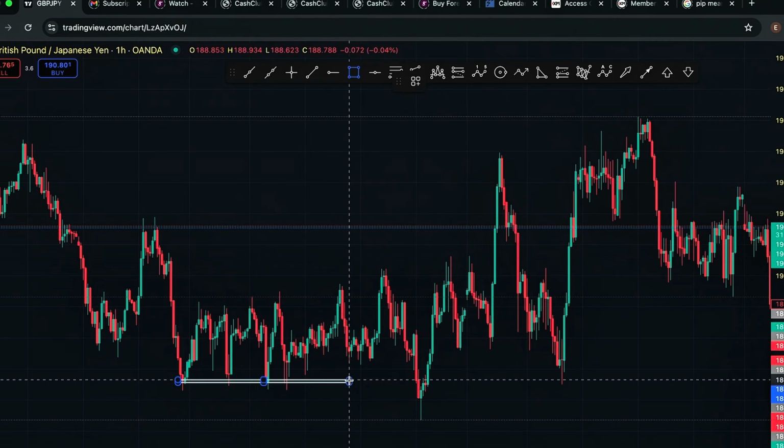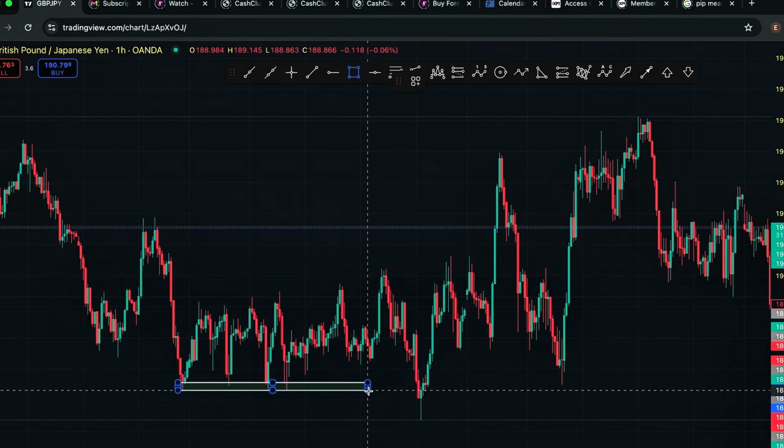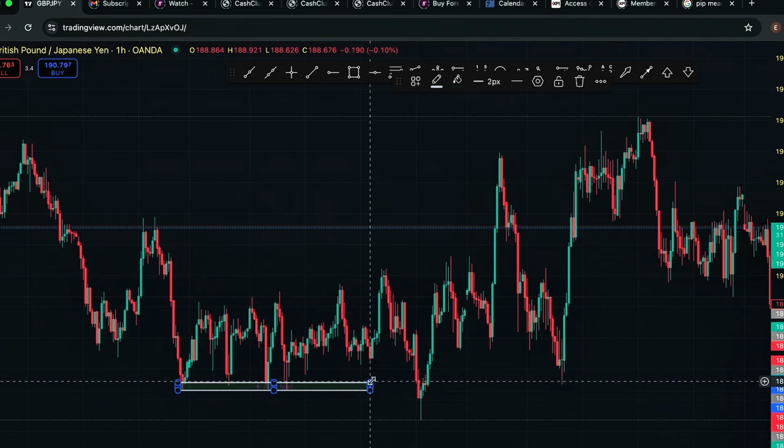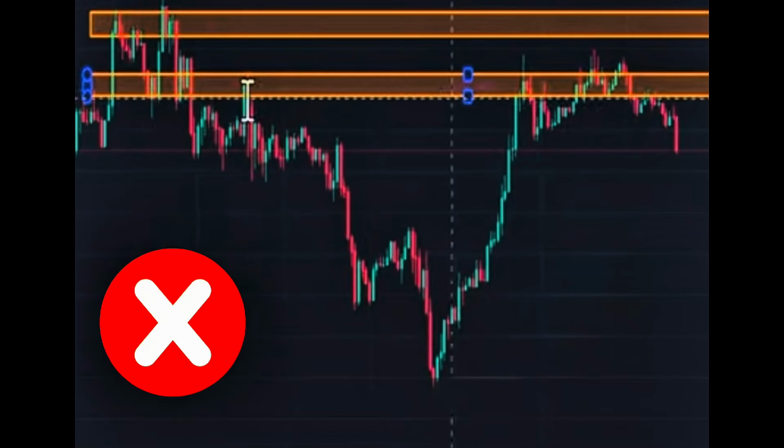I don't mark out support zone by cutting across the body of the candle that formed the support. I don't mark my support zone like this, like this. I don't joke with wicks when it comes to marking support and resistance. Every other person has their own different way of marking support and resistance, but this is my own simple way, and it keeps me away from market manipulation 70% of the time, except my greed is coming in as a trader.